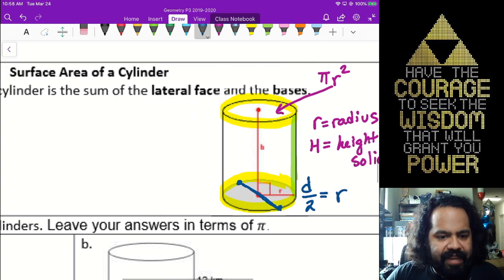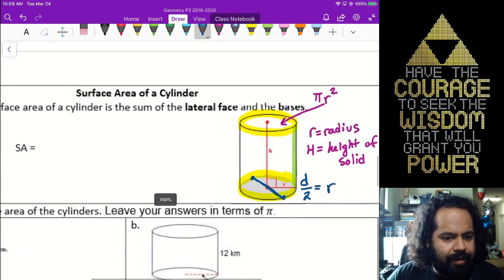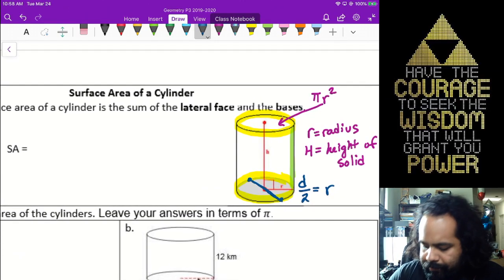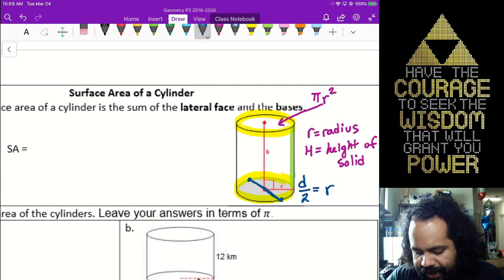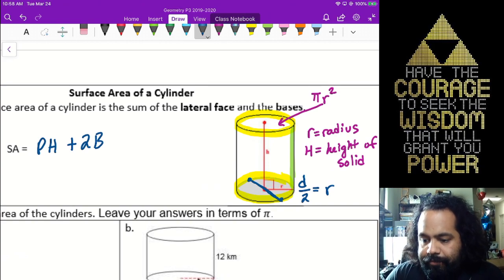Okay? Let's actually get you the formula. That way you're ready to rock and roll. So my surface area, again, is still the perimeter times the height, plus the area of 2 of our bases.